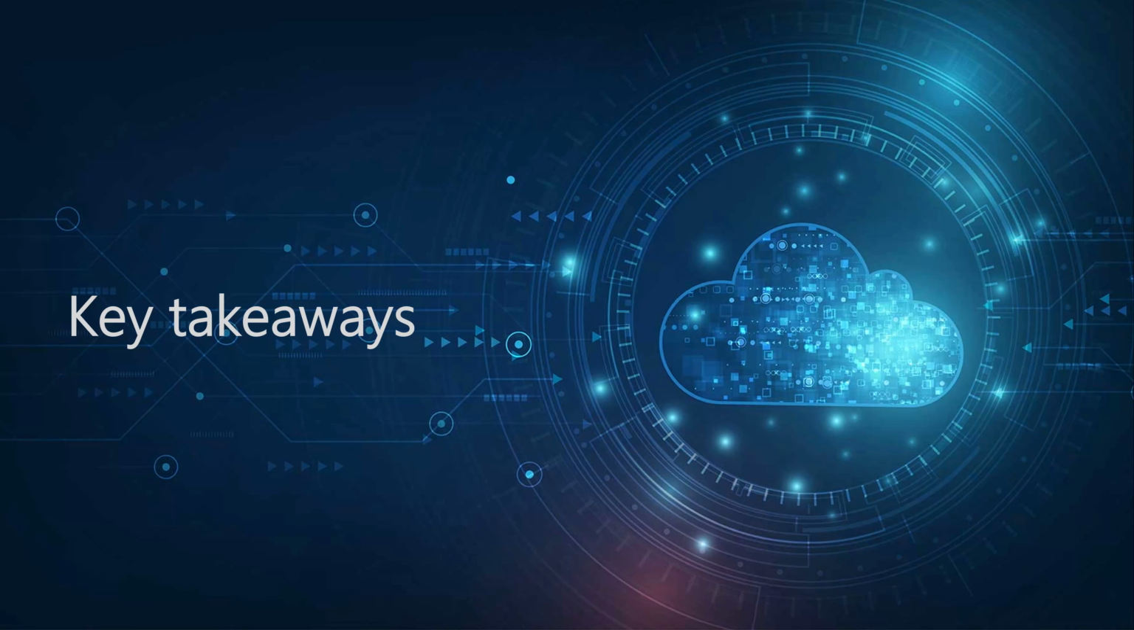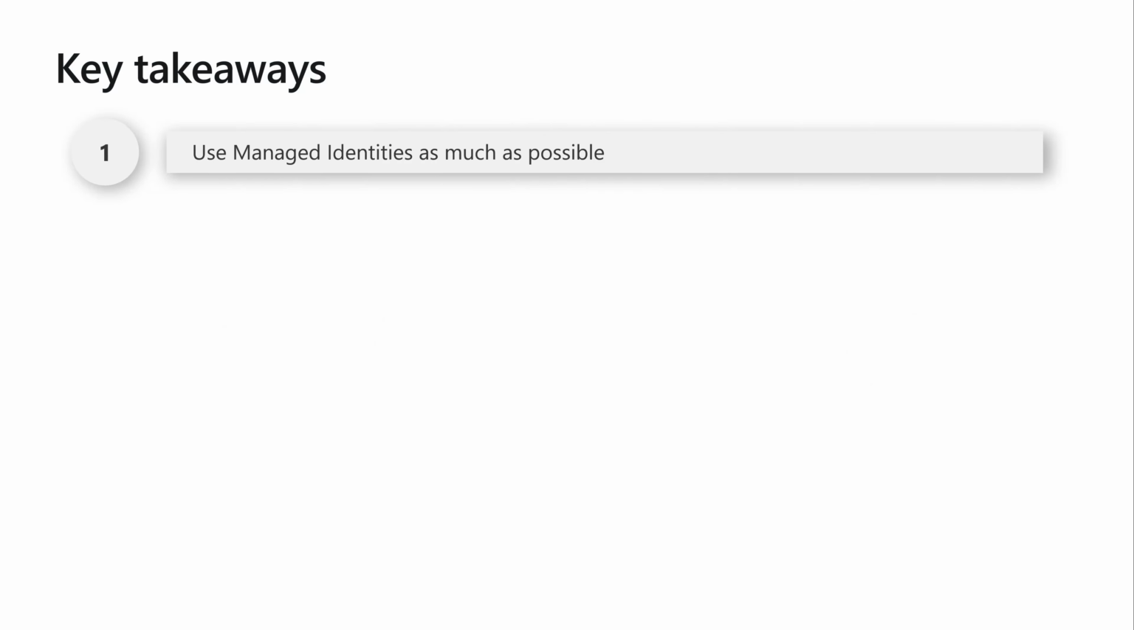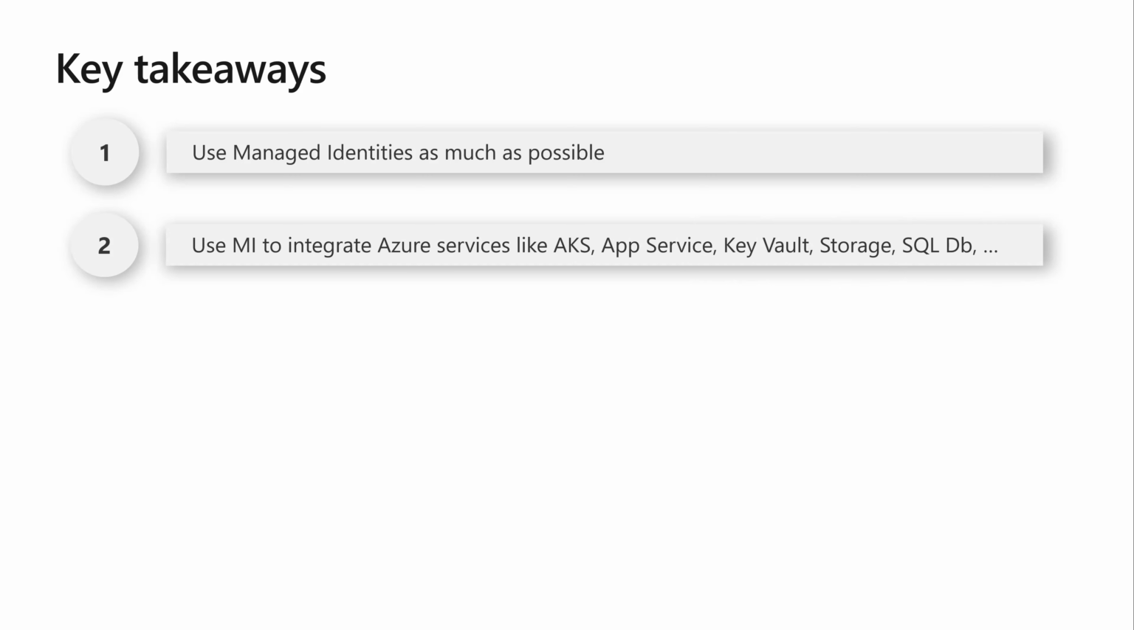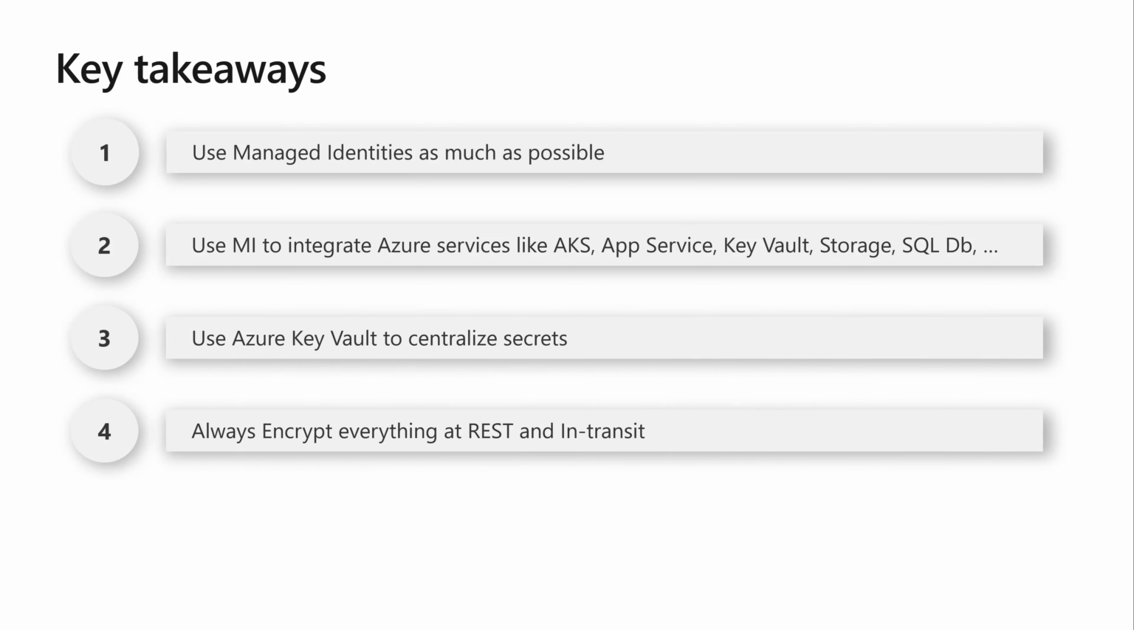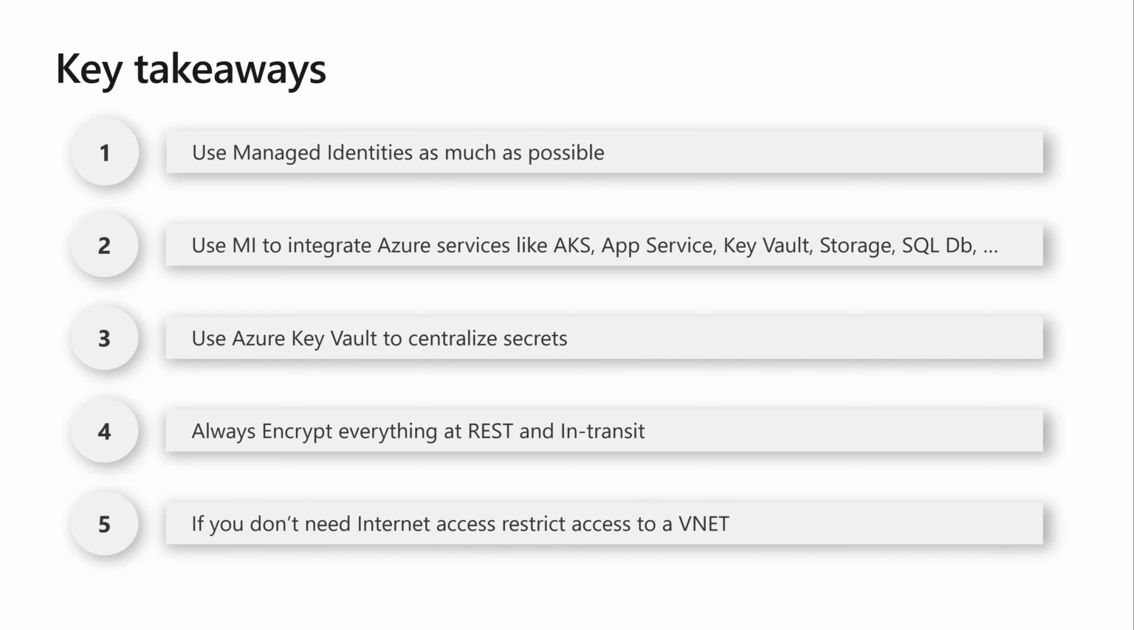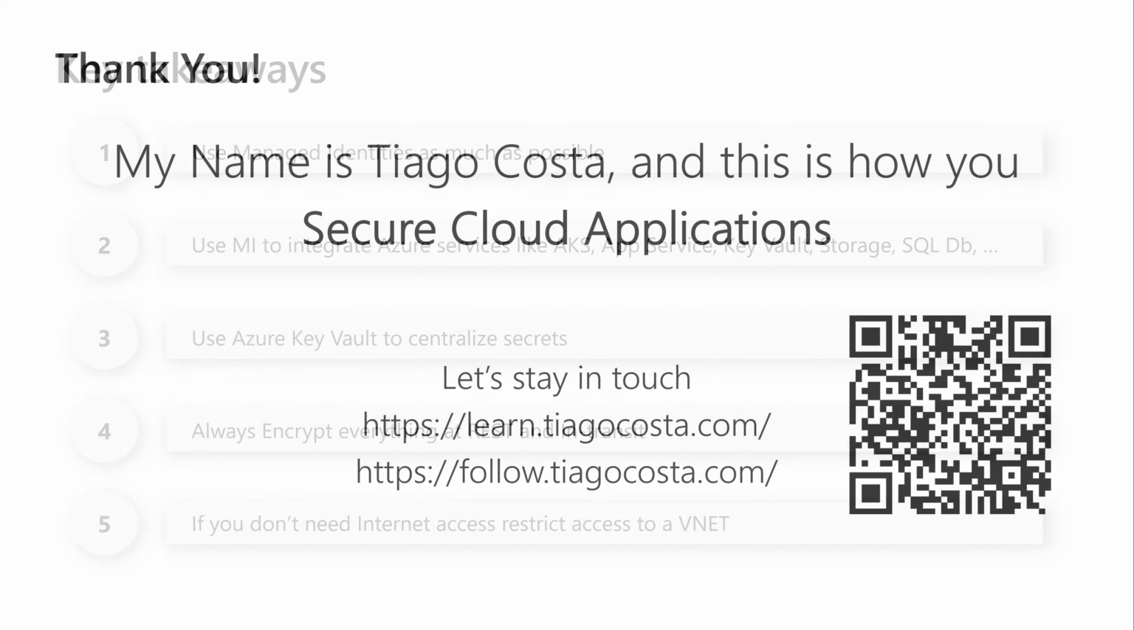Some key takeaways from today. Use managed identity as much as possible. Use managed identity to integrate with Azure services like AKS, App Services, Key Vault, Storage, SQL DBs, Cosmos, etc. Use Key Vault to centralize secrets. Always encrypt everything at rest and in transit. And if you don't need access, restrict it to be accessed just from a specific VNet or VNets, plural. So that's it. Thank you so much.